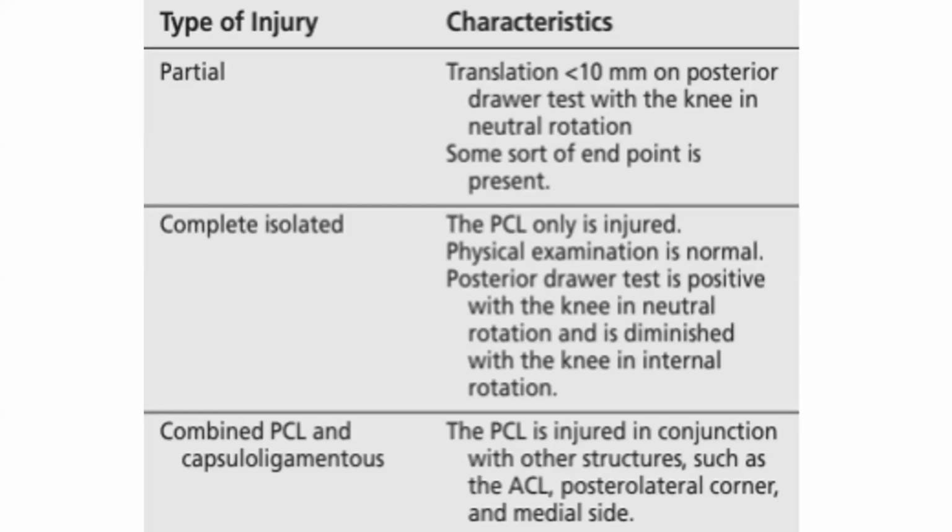Combined PCL and capsulo-ligamentous injuries: the PCL is injured in conjunction with other structures such as the ACL, posterolateral corner, and medial side. So I think that this slide is important because it tells you the different types of PCL injuries. And this gives you the classification into partial, complete, isolated, and combined PCL and capsulo-ligamentous injuries.